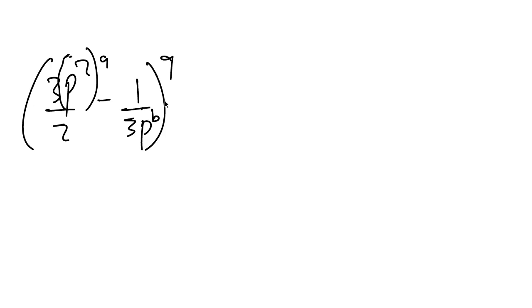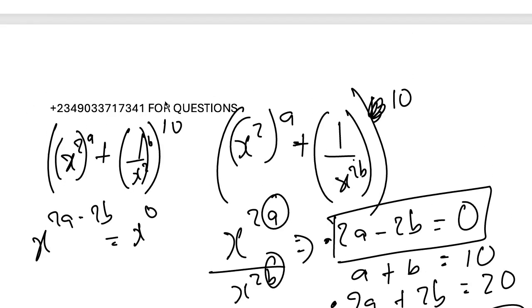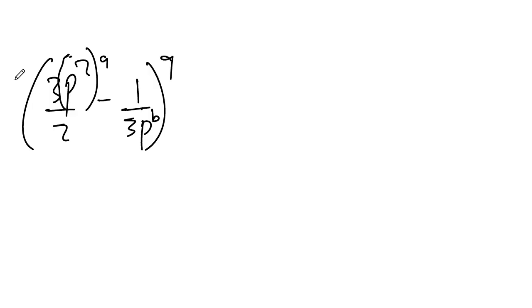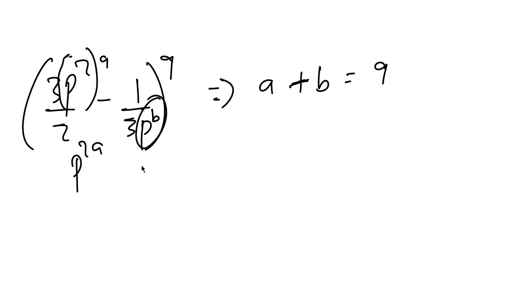In the other case, what we had is x squared and x squared. That's why we had 2a minus 2b. But in this case, it's p squared here and just p here. So what can you say? First of all, you can see that a plus b will be what? 9, because the sum of the powers distributed must equal what? 9. And then the other thing here is that 2a, because this is p to the power 2a and this is p to the power b. So p to the power 2a divided by p to the power b is what? 2a minus b equal to 0, because p must cancel out, right? Because the power of p should be 0.